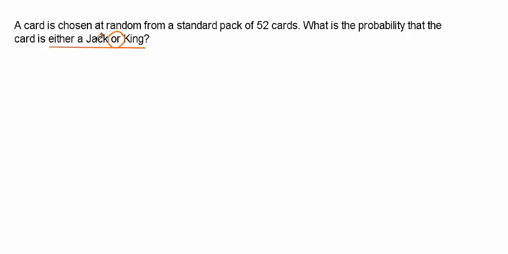Now, in a standard pack of 52 cards, we have 4 jacks, let's say 4 J's. And we also have 4 kings, 4 K's. Therefore, the total number of cards that are either a jack or a king is 4 plus 4, which is 8. So the required probability is going to be 4 plus 4 all over 52, which is 8 over 52. And that simplifies to 2 over 13. This is the required probability.